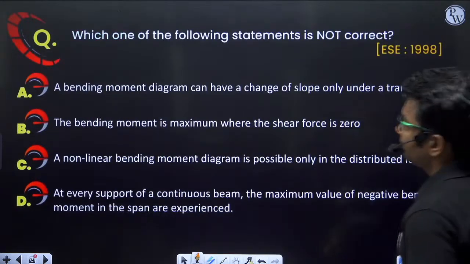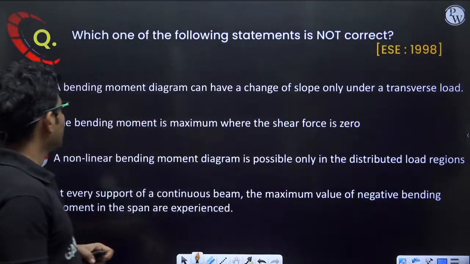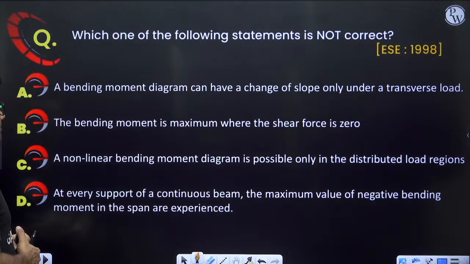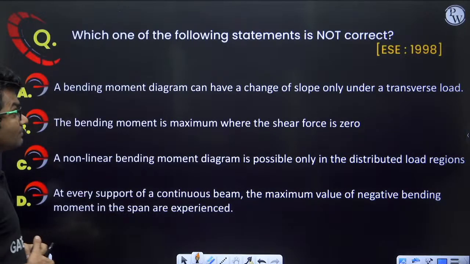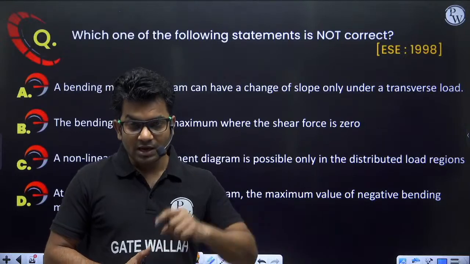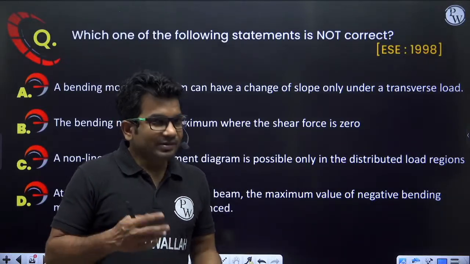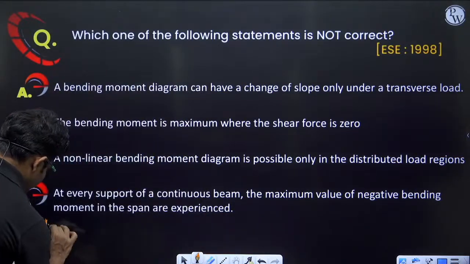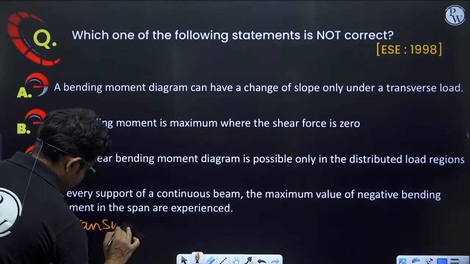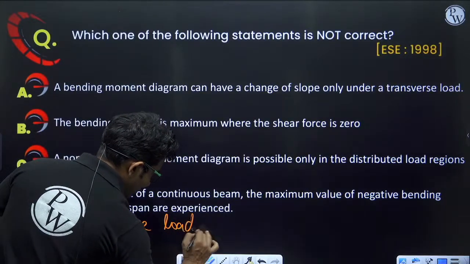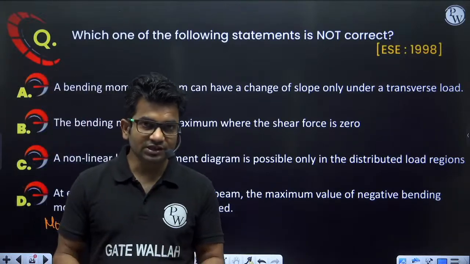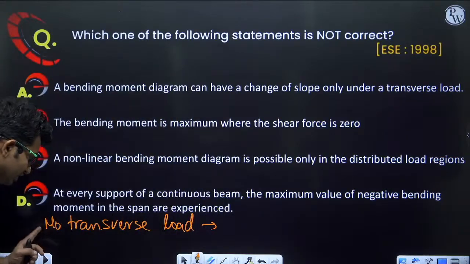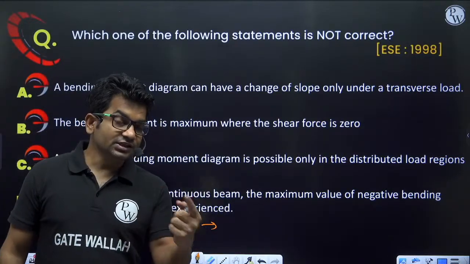Okay, next question. Which one of the following statements is not correct? Bending moment diagram can have a change of slope only under transverse load. If there is no transverse load, will the bending moment diagram change shape? When there is no transverse load, what does that mean? Will there be any change in shear force?